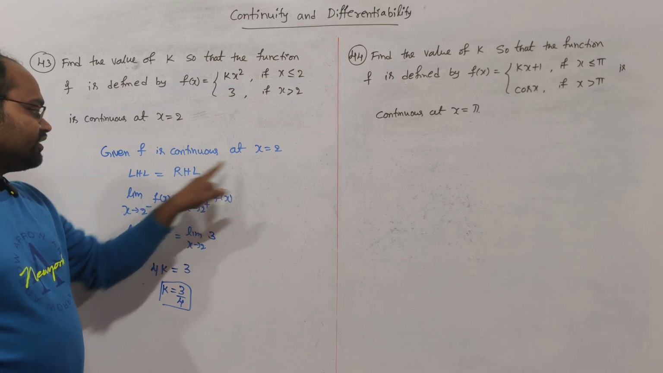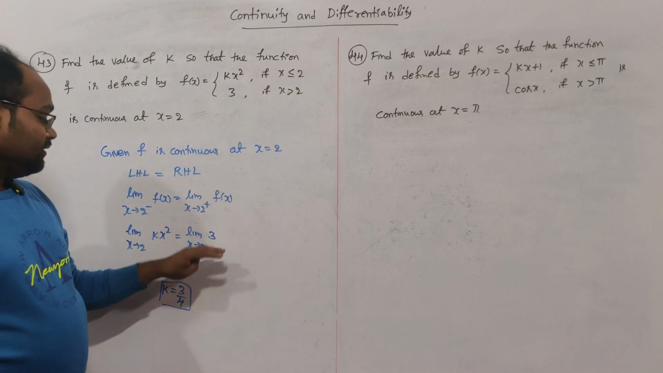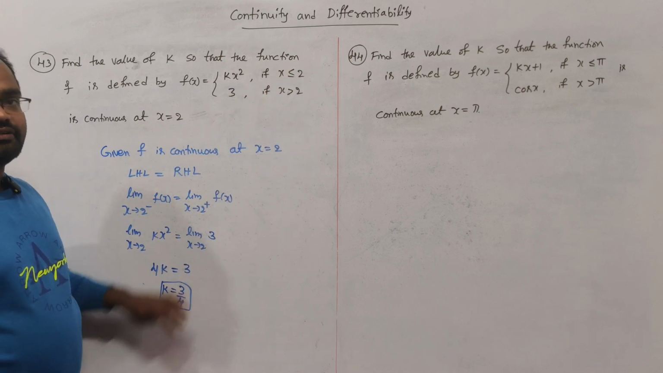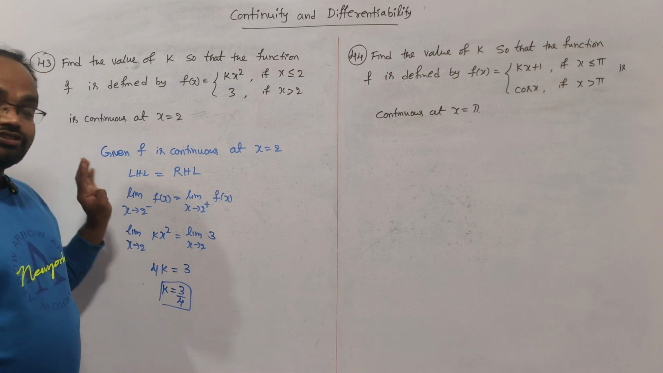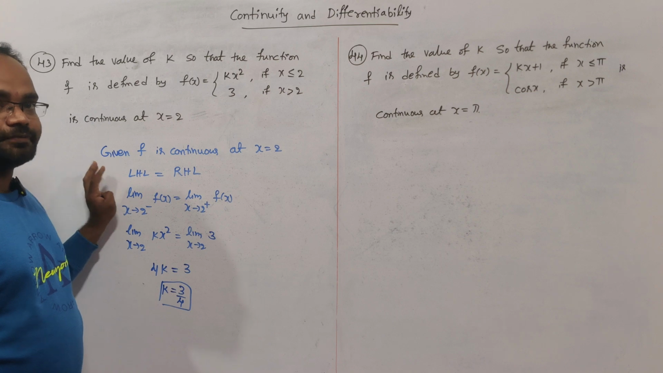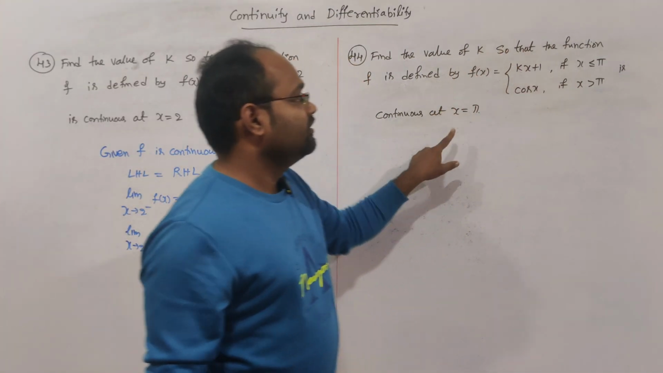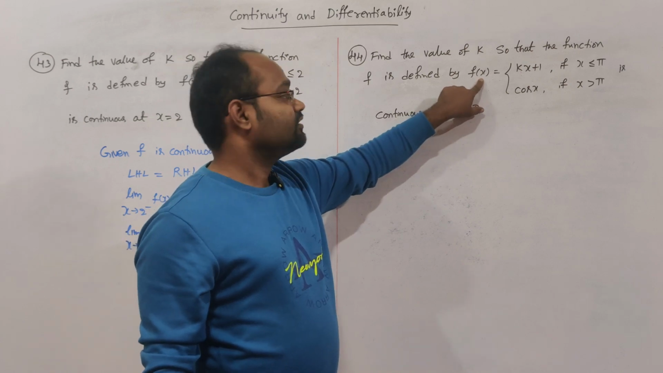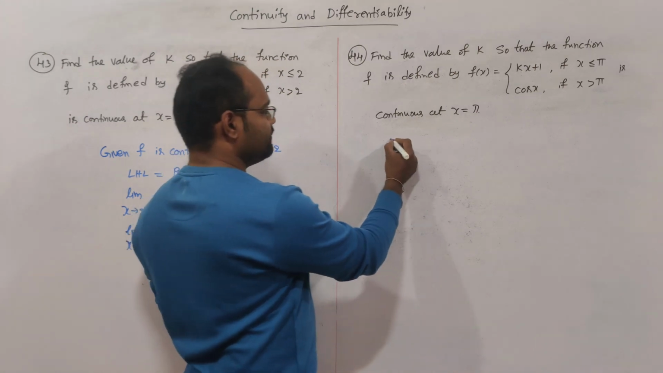Very simple. Just take LHL equal to RHL because it is inequality separation. Then equate it, find the limit, simplify, you will get the answer. So this is a 4-mark question. Very simple. Adhe tara in the same way we can find the value of k if this function is continuous at x equal to pi. Same logic use ಮಾಡಿ.